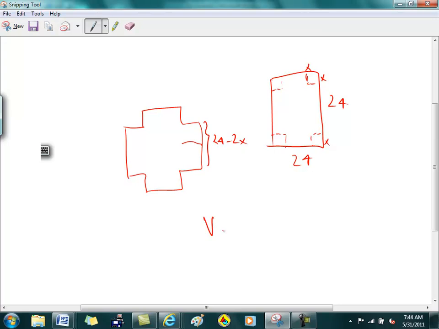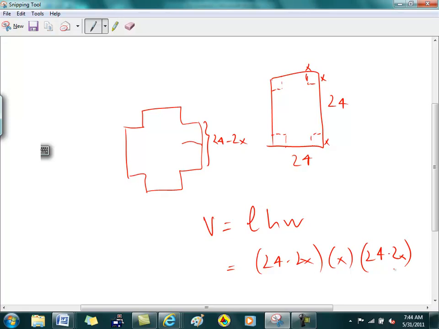So remember, volume is length times height times width. So the length is going to be 24 minus 2x. The height is x, right, because it'll be this part that's going to be sticking up. In other words, this will be x, this height. And then the width is going to be 24 minus 2x as well. And that's the formula they have.